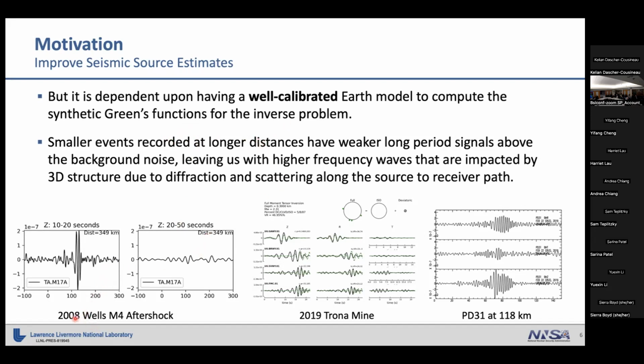If you look at one of the 2008 Wells magnitude 4 aftershocks, at 10 to 20 seconds you see really good signal. At the typical band that we look at, 20 to 50 seconds, the signal is only slightly above the noise. And going back to the mining example that I showed, at one of these stations only about 100 kilometers away, you can see the waveforms look quite complicated, and just by looking at that, you can't really fit it with a 1D model. So it's both a frequency problem and also a distance problem.